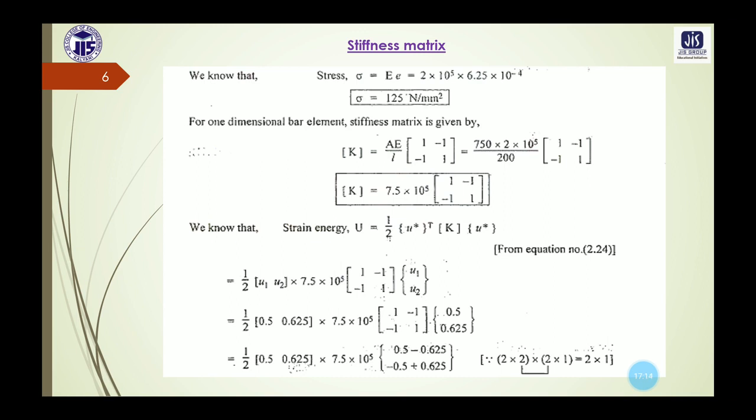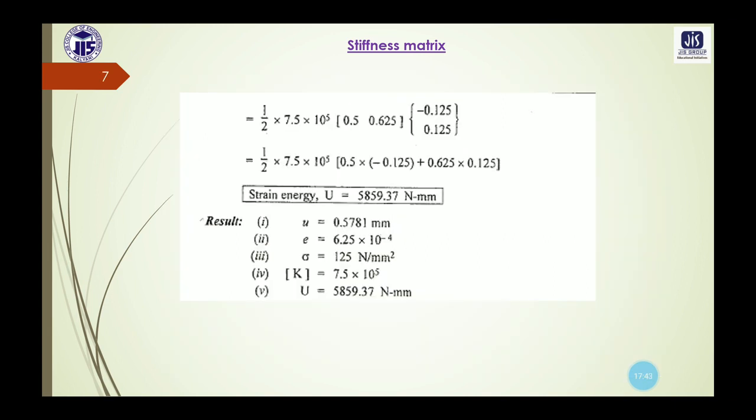And for the last part of the numerical, we had to calculate the strain energy. The formula of the strain energy U is equal to half multiplied by the column matrix U star transpose, multiplied by the stiffness matrix, and multiplied by the U star matrix, that is the column matrix. Now if we put the values of U1 and U2, and after that several matrix multiplications are required, and if we do all these things correctly, then we will get the value of the strain energy U equal to 5859.37 Newton millimeter.